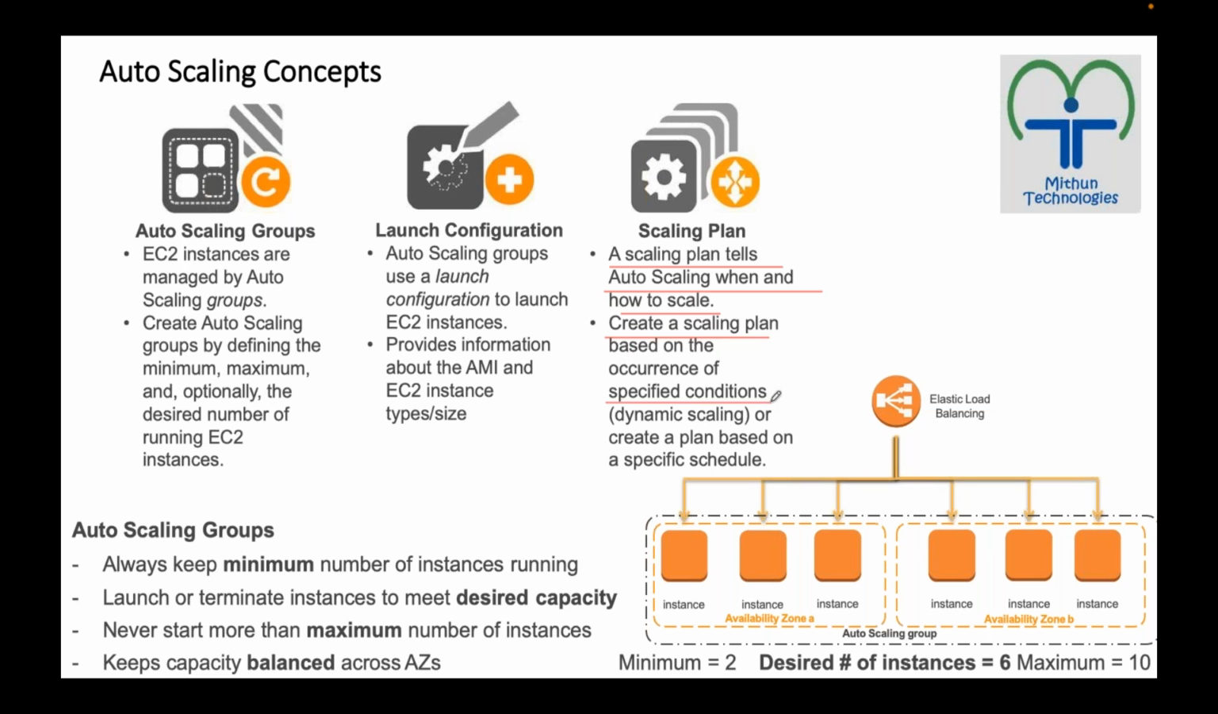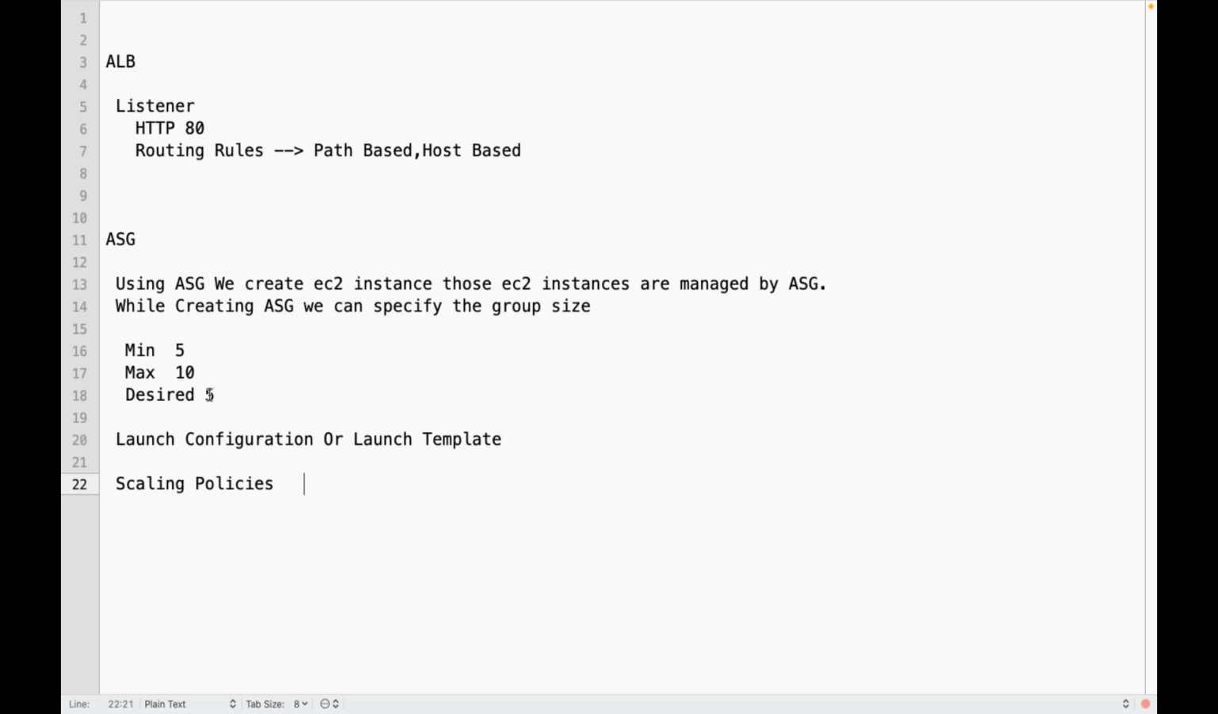There are some types of scaling plans. Someone should update this desired capacity. Let's say someone updates the desired capacity to 6 and currently there are only 5 instances. What auto scaling does is match the desired number of instances with the current number of instances for that auto scaling group. That is where the scaling policies come into the picture. We have different types of scaling policies.